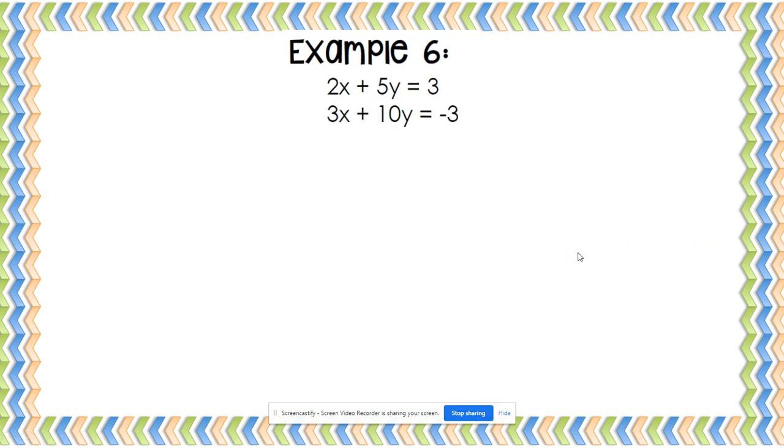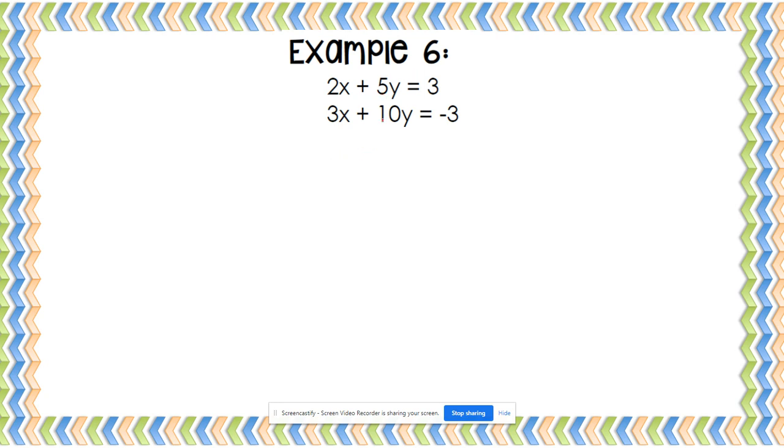Let's look at this next problem. In this next problem, I have 2x plus 5y equals 3 and 3x plus 10y equals negative 3. I notice that I don't have zero pairs because I have a coefficient of 2 and a coefficient of 3, and a coefficient of 5 and a coefficient of 10. So I asked myself, what can I do to make this so that I would have a zero pair?